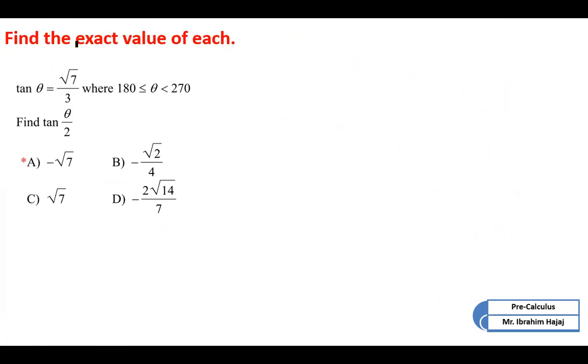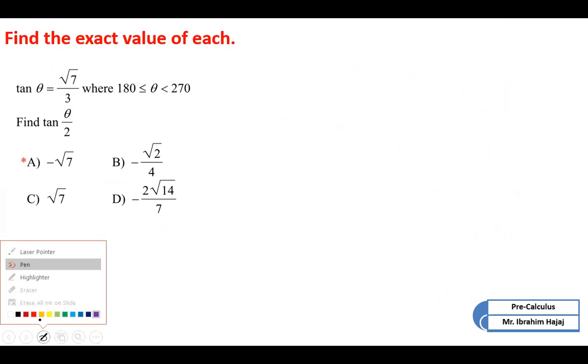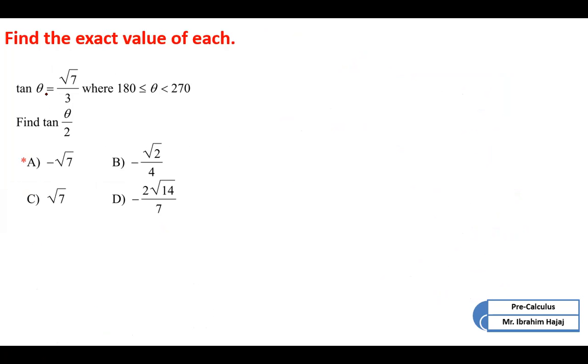Easy. Next question, find the exact value: tan theta is equal to radical 7 over 3, and this angle theta is between 180 and 270. Find tan theta over 2.